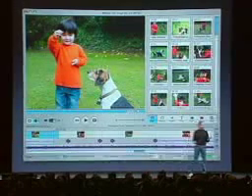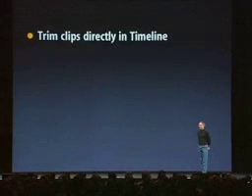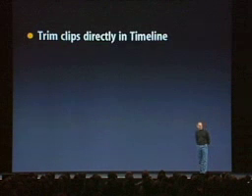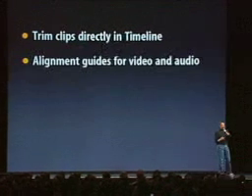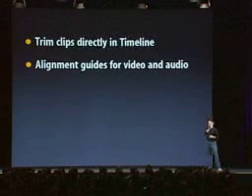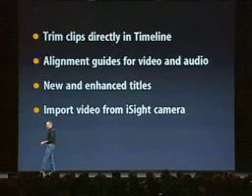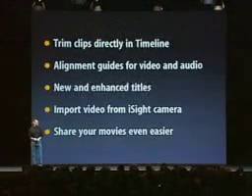Next up is iMovie. iMovie's been a bedrock app. It's a great, great app, but we found ways to make it even better. So the new iMovie, iMovie 4, you can trim clips directly in the timeline. This is going to save a lot of work. If you've used Keynote, you know what alignment guides are. We've built alignment guides in so you can line up the playhead right on the beginning or ending of any video, any key points you've set, any audio you've set. This is really nice. New and enhanced titles. You can import video directly from an iSight camera. A lot of requests for that. And we've made sharing your movies even easier. So let me show you iMovie 4.